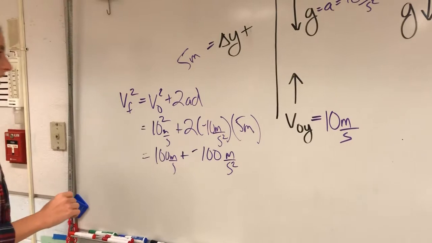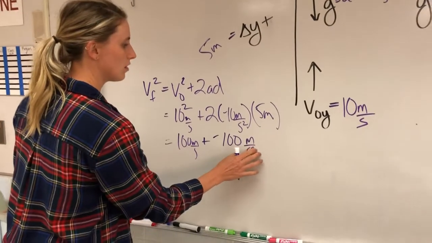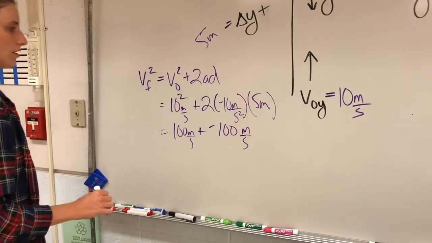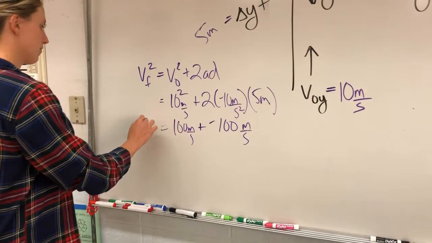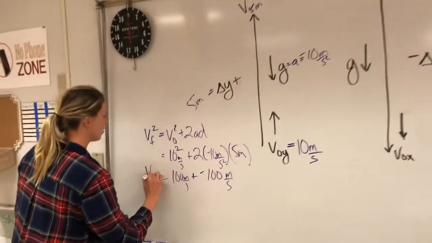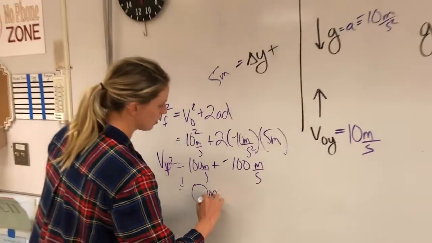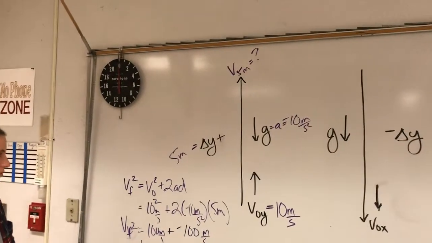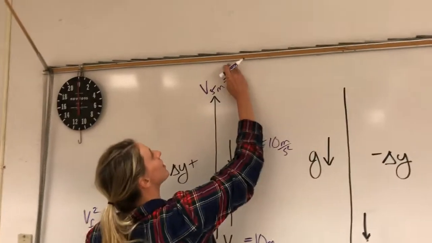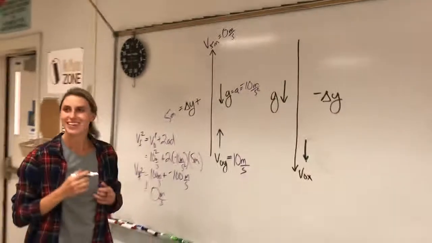Okay. All right, so negative 100 plus 100. What does that give me? 0. Gives me 0. Okay, so in fact, I'm going to write this better for you guys. V final squared is 0. Even if I take the square root of that, that's going to give me 0 meters per second. So that means that at the top of here, we're at 0 meters per second. That worked out pretty nice, didn't it?